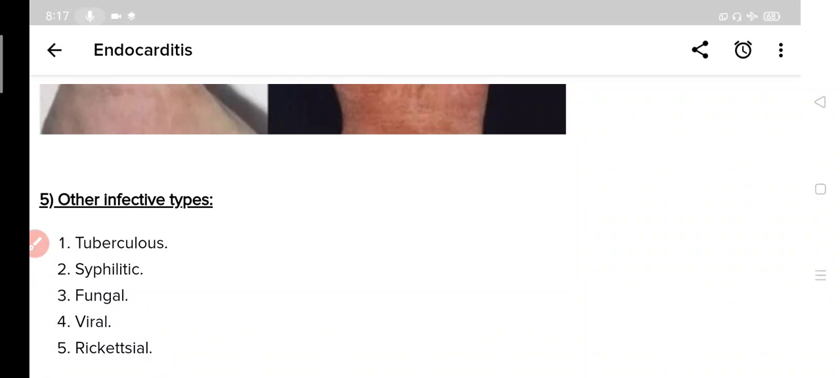Then syphilitic endocarditis, that is involvement of the endocardium in syphilis infection. Then fungal, which is rarer than bacterial. Then viral is actually not seen normally, it is just seen in experimental conditions. And then another rare form is rickettsial endocarditis. So that is it for endocarditis.